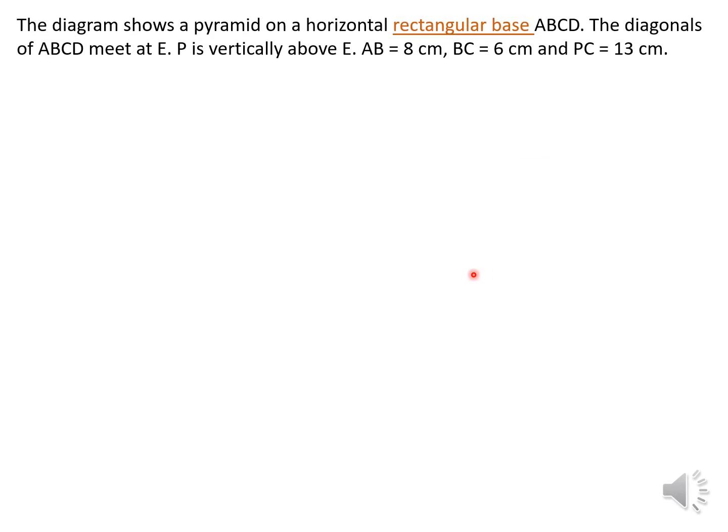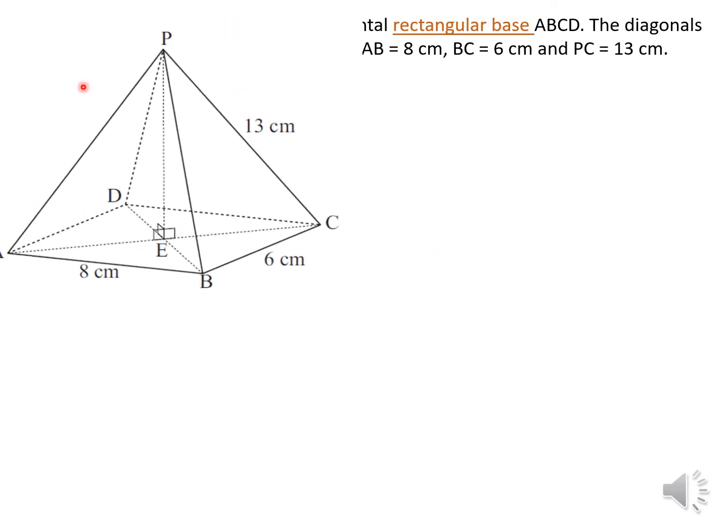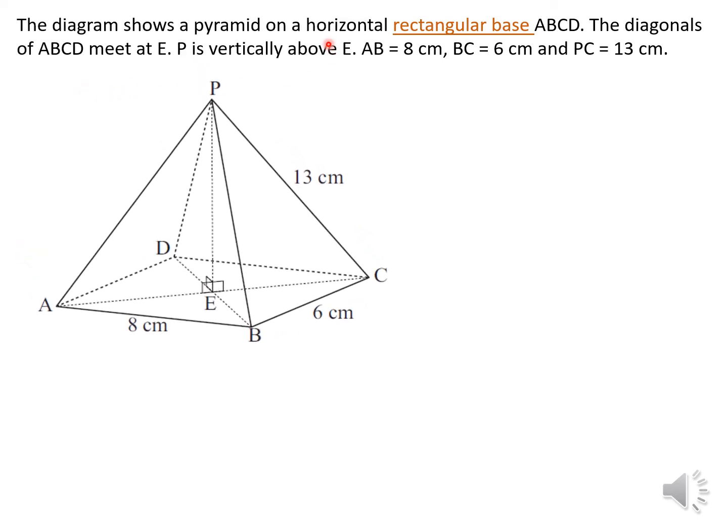Right, so let's delve right into it. All right, so we have got the first one here. It says the diagram shows a pyramid on a horizontal rectangular base. Now I have underlined the words rectangular base there. So the base here is a rectangle, ABCD, you can see that rectangle there. The diagonals of the rectangle meet at E, as you can also see.